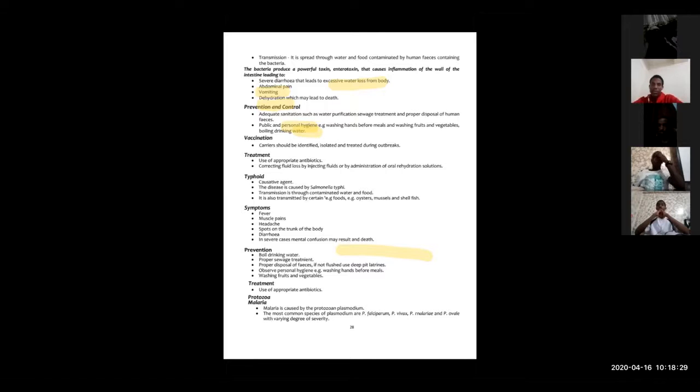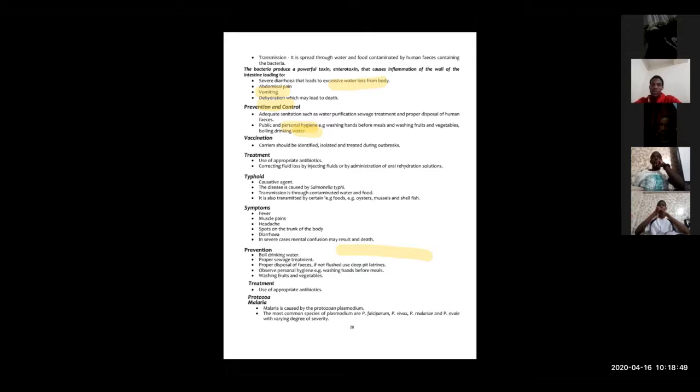Yeah, hygiene. Even now, with the diseases we have around, they are just stressing on hygiene. You wash your hands. Make sure you just wash your hands. Keep on washing your hands. That is a very good method of preventing these diseases.